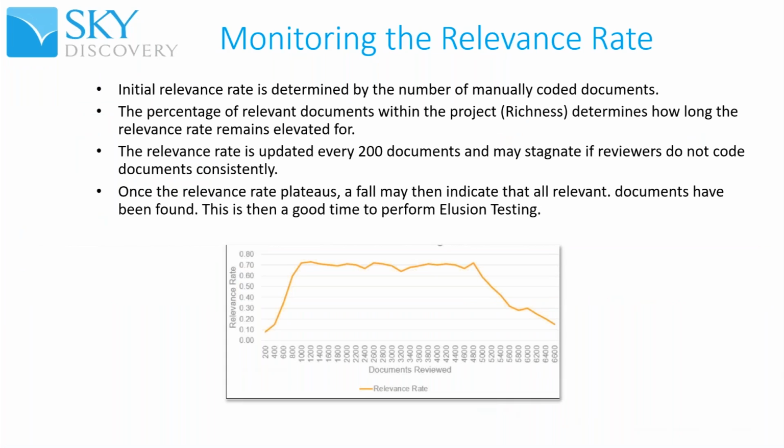Just coming back to the relevance rate, we talked briefly about how you could see it there on the active learning dashboard, and it's looking at the difference between what the system believes is relevant compared to the coding decisions made by reviewers. The relevance rate is updated every 200 documents, and it may stagnate if the reviewers don't code the documents consistently. Once this relevance rate plateaus, a fall may then indicate that all of the relevant documents have been found. You can see on this one the relevance rate plateaus, and then when it starts to fall, this may be a good time to perform an elusion test, which we mentioned briefly earlier, where we sample the remaining documents just to check that we have a very high percentage of them being returned as not relevant.